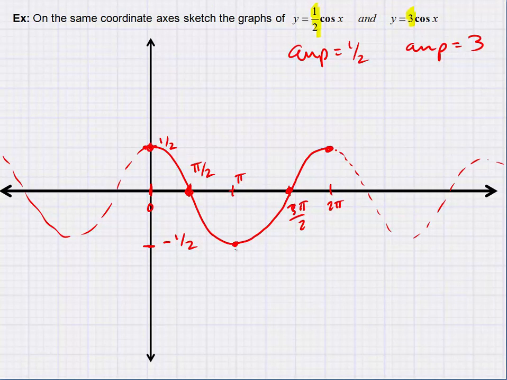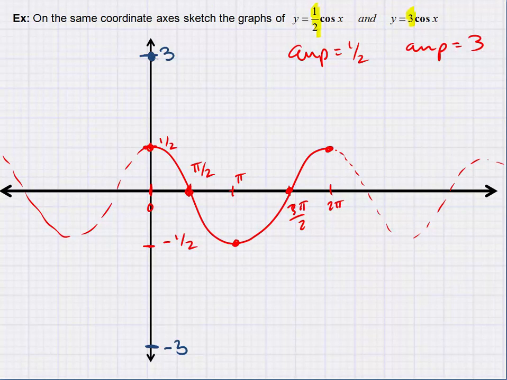Right. Now if I wanted to draw the cosine in the same plane, let me choose a different color. That one has an amplitude of 3, so this is not going to be totally accurate, but let's say 3 is up here and negative 3 is down here. My graph is stretched, so now it starts here.